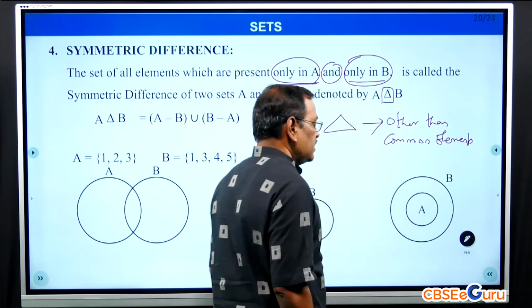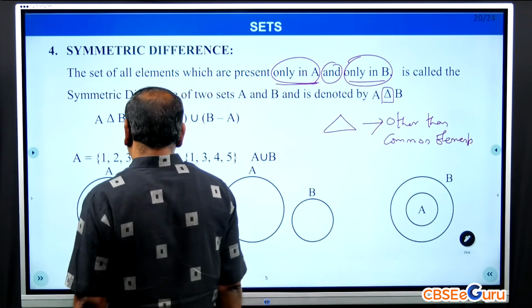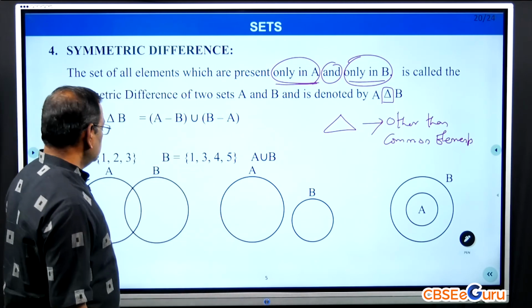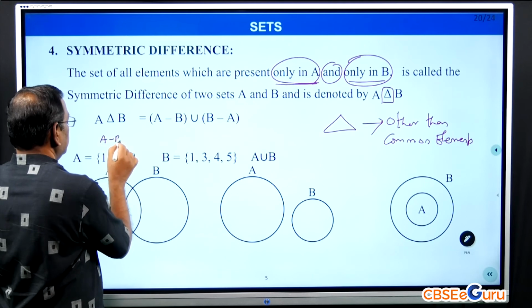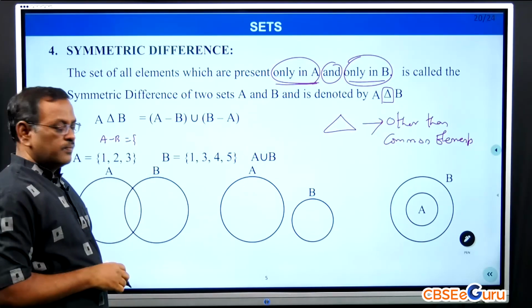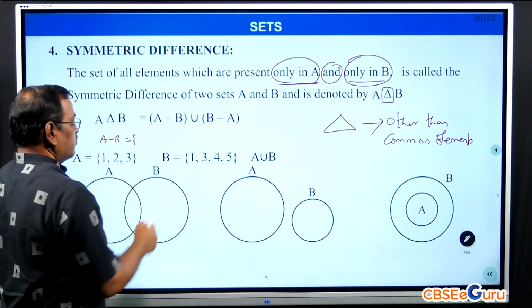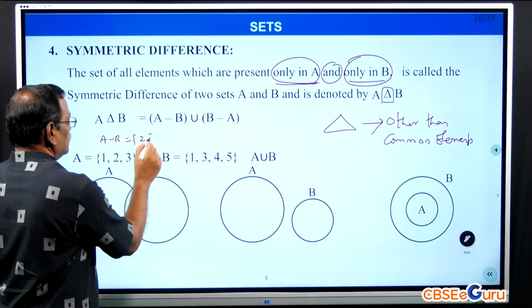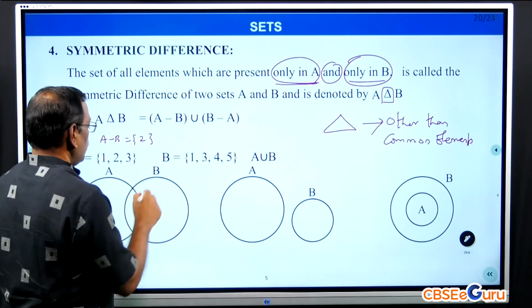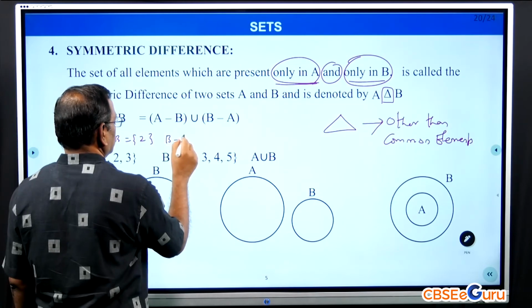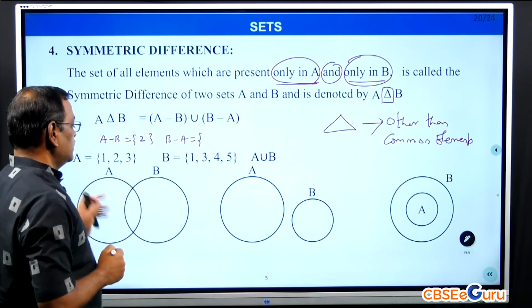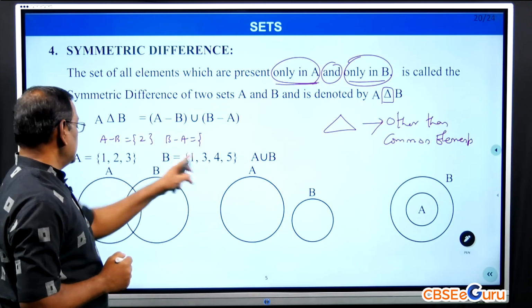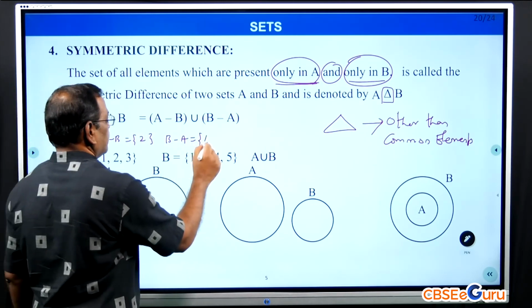Other than the common elements. For example, A, B. What is A minus B? A = {1, 2, 3}, B = {1, 3, 4, 5}. So A minus B is 2. And what is B minus A? Elements belonging to B but not in A. So 4 and 5 are there but not in A, and hence {4, 5}.